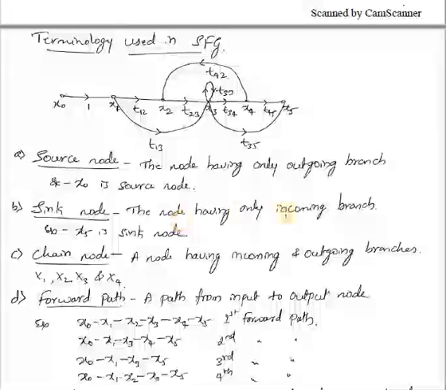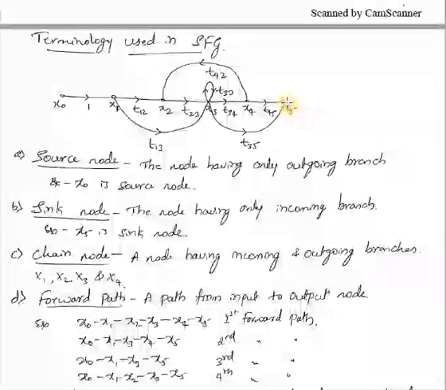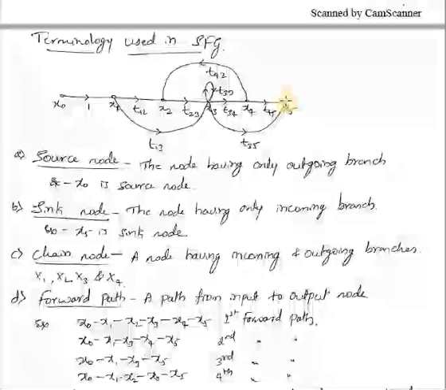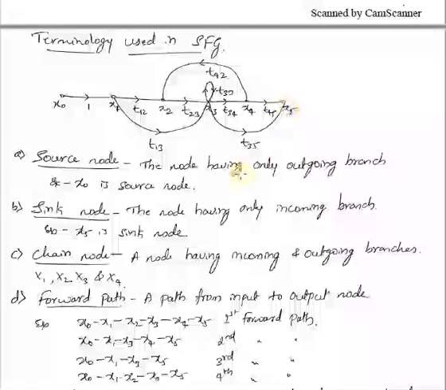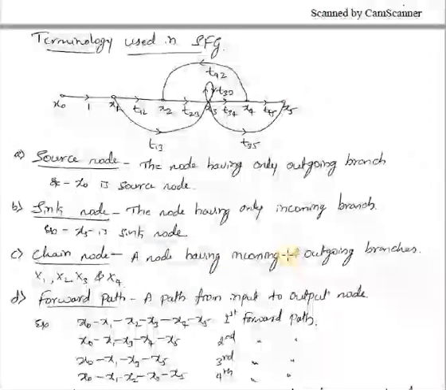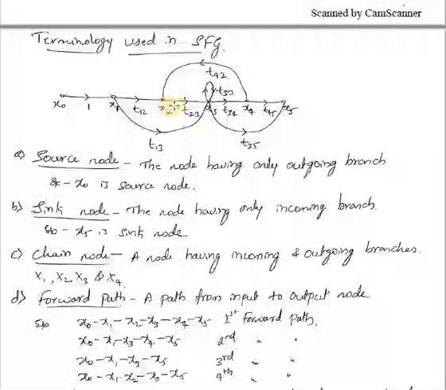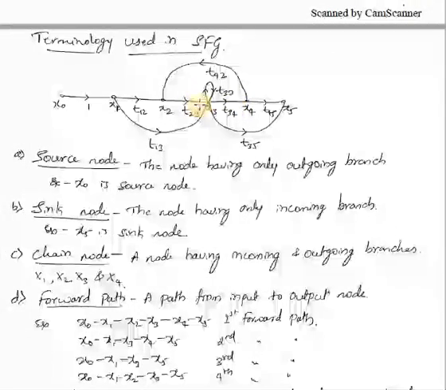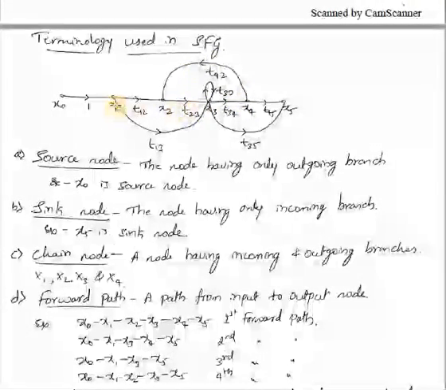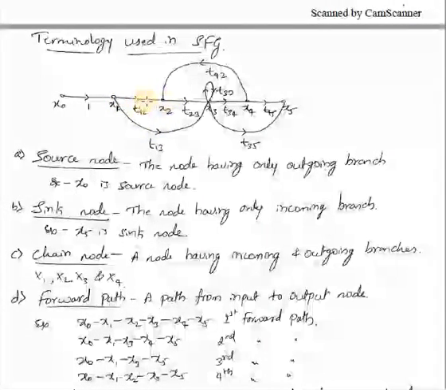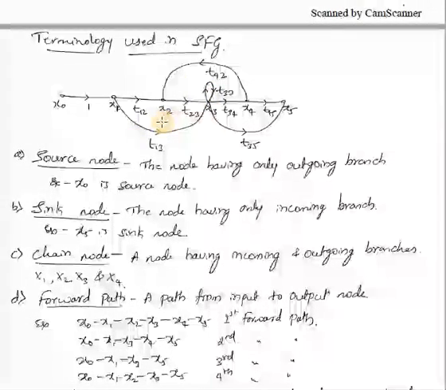Sink node, a node having only incoming branches. Here x5 has only incoming branches, so here it is incoming and here also it is incoming. So we can call this one a sink node. Then a child node, a node having incoming and outgoing branches. If you consider x1, x2, x3, x4, they have incoming as well as outgoing branches. x1 has incoming and two outgoing, and x2 has incoming and outgoing, which means it has both types of signals, incoming and outgoing. That kind of node we can call a child node.